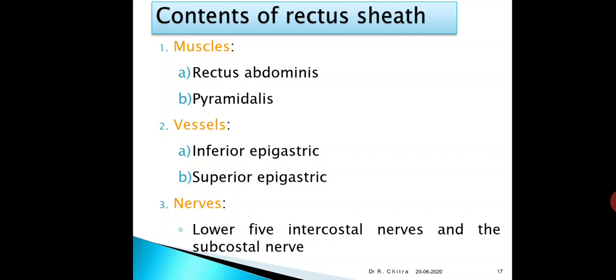So, we have covered in detail the rectus sheath: mode of formation, boundaries and contents. This may be asked as a short note or as an essay. If it is asked as an essay, we have to write the details of the contents also in detail. So, we will conclude this class and continue with the next topic in the next class.